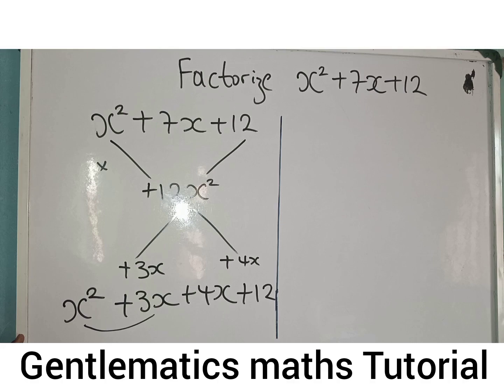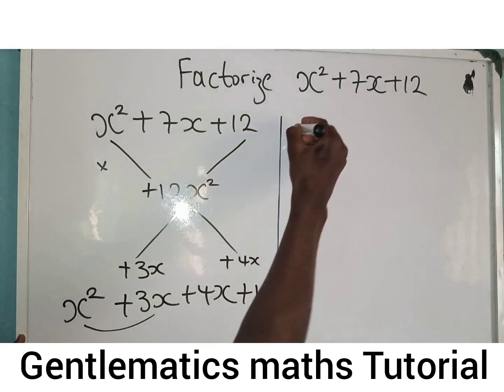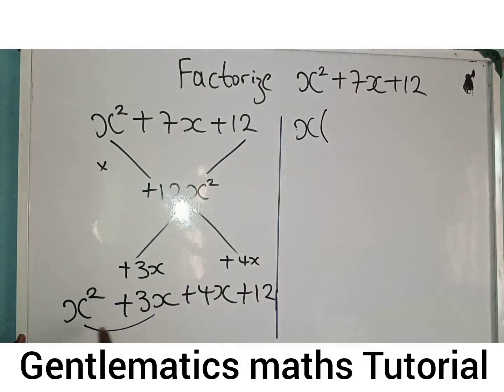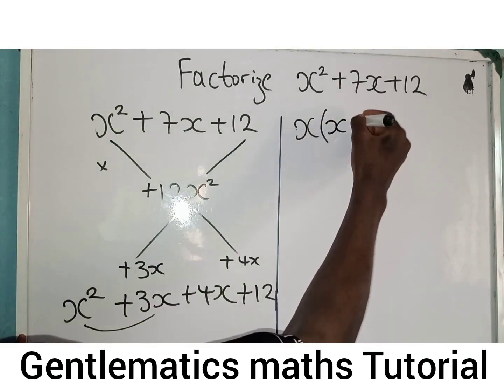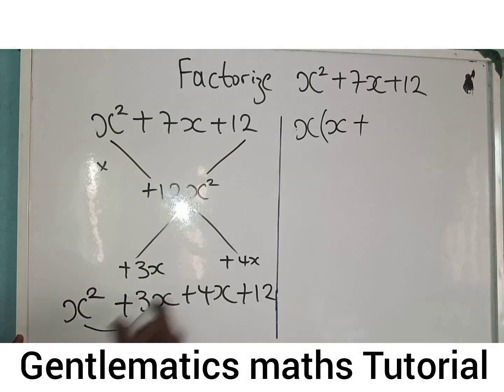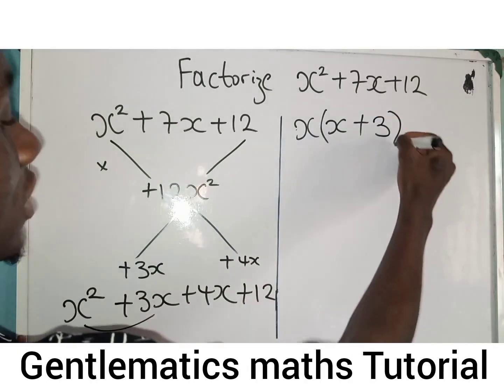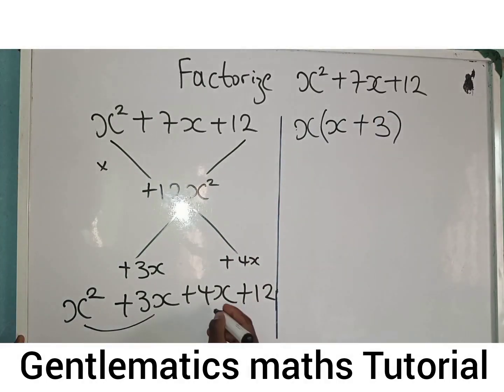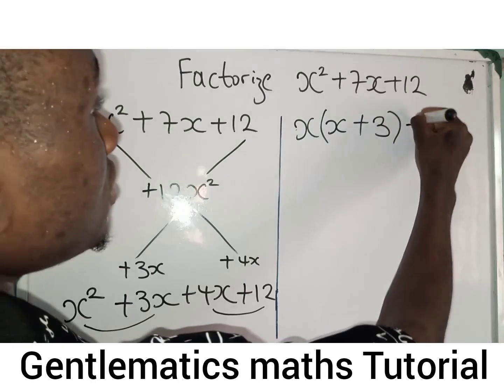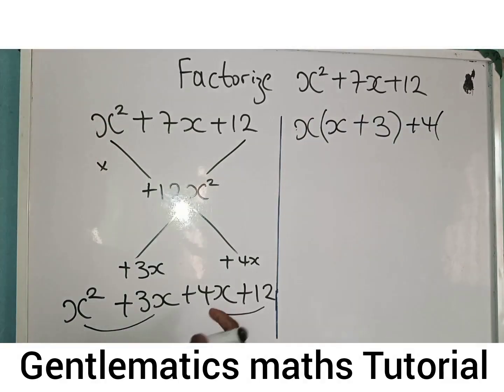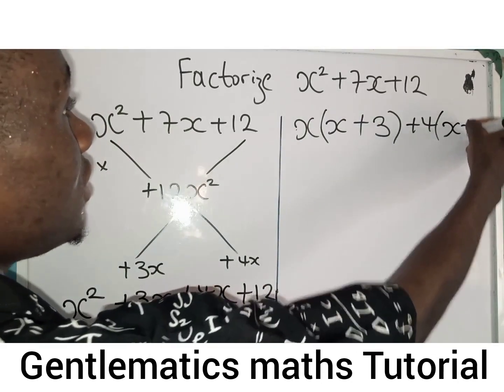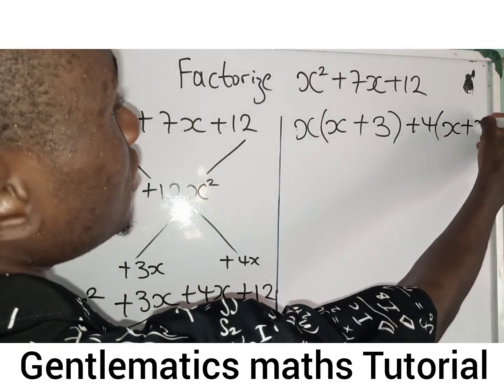what element is common here? What's the HCF, highest common factor? x is common here. If you factor out that x, you'll be left with x in the first one, and in the second one you'll be left with 3. Then look at this now. What's the HCF of 4x and 12? You see that the HCF is 4. If 4 divides 4x, you have x here. If 4 divides 12, you have 3.